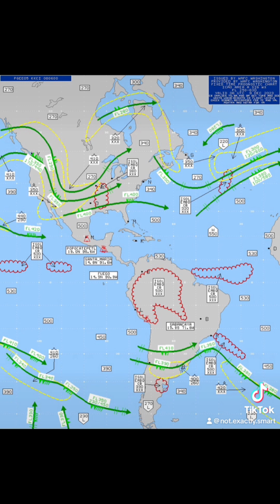This chart does not illustrate any squall lines or cyclones, but it does show volcanic eruptions in Central America with their approximate location and severity.